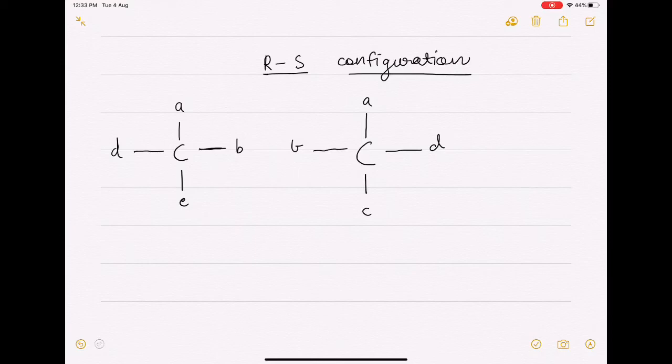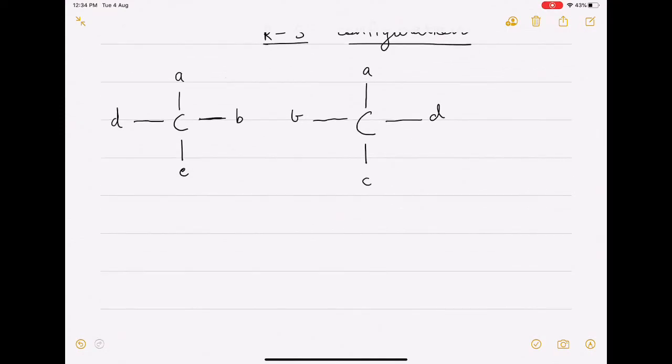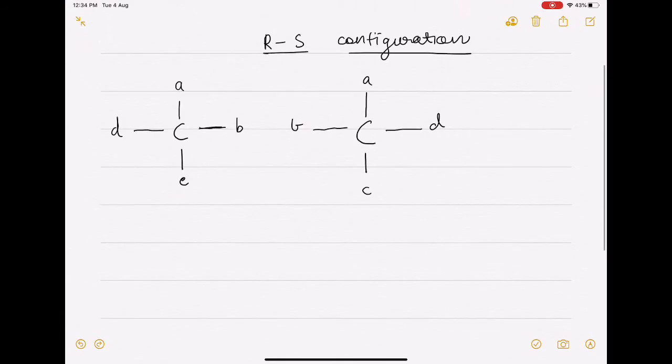Okay, now let's get into the absolute configuration. For this pair of enantiomers, there are two ways of arranging the atoms bonded to it. The first way is A, B, C, D in this direction. The second way is A, B, C, D in this direction. Obviously these two are non-superimposable, right? So that's what makes them enantiomers.